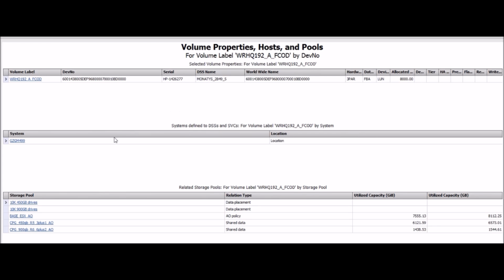Inspecting the bottom table in the chart and looking in the storage pool column, we see that the AO policy name is base_ESX_AO, and the utilized capacity in gigabytes is 7,555.13. This means that this volume has been fully consumed by the host. It is also only consuming data from the CPGs with FC drives in them and has no access to the flash drive CPG. In order to improve the performance of this volume, it will likely be necessary to place it in an AO policy that has access to the flash.